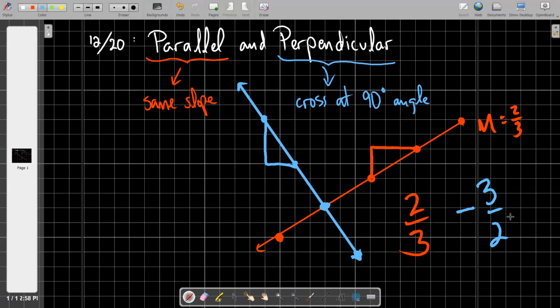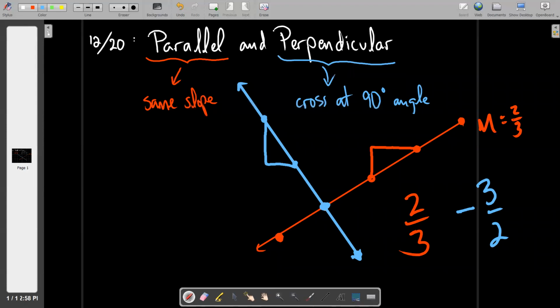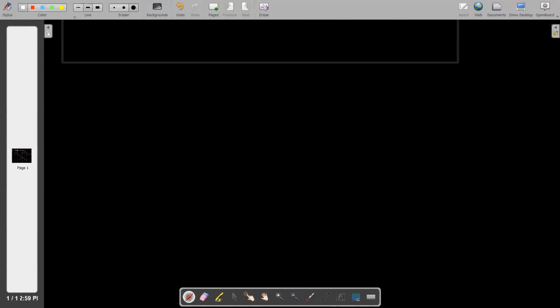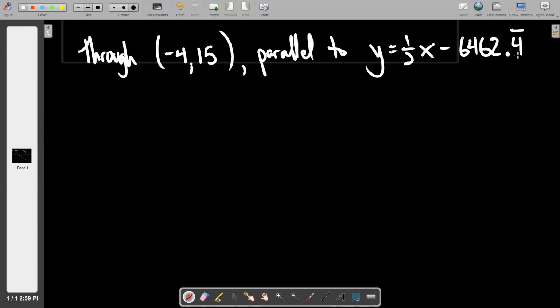Okay. So let's get to what this is going to look like when we do actual math problems now. What we're going to do today, I'm going to take off my graph paper. We're going to write equations of lines under a very different set of conditions. As far as examples are concerned, here we go. I want you guys to write me the equation of the line that passes through the point (-4, 15) and is parallel to the line y = 1/2 x - 6,426.4 repeating.